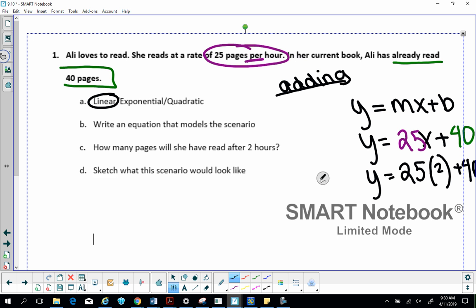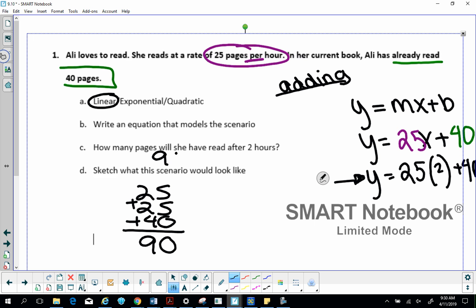How many times would we add 25 in this case? 2 hours, right, to get 50. So we have 25, another 25, and they already read 40. This right here is the same thing as this. It's whatever way you want to do it, but putting that in a calculator and doing this is exactly the same thing. What do you end up getting? Good. So either way, you end up getting 90 pages.